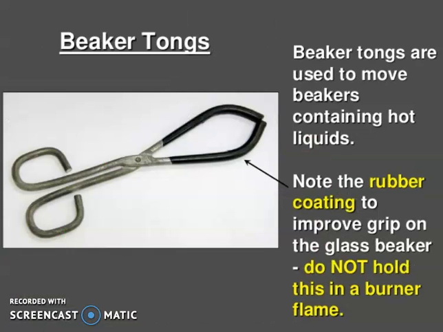Now I will show you beaker tongs. You can see here, beaker tongs are used to move beakers containing hot liquids. Note the rubber coating. This is the rubber coating, you can see, to improve grip on the glass beaker. Do not hold this in a burner flame.